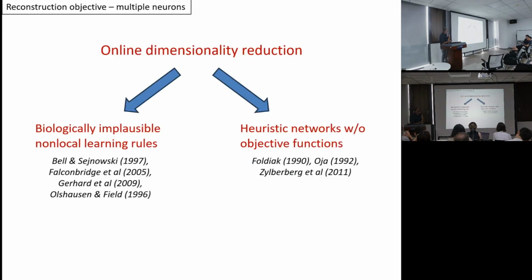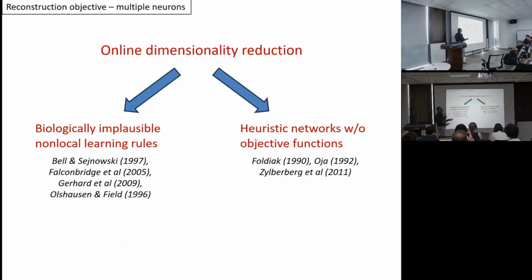And there are two ways out of this. If you want to pursue online dimensionality reduction for more than a single component, there are two things you could do. One is to use just the learning rules we derived, which are not biologically plausible because they're non-local, and you use them for machine learning tasks, but you cannot use them to model the brain. Okay?